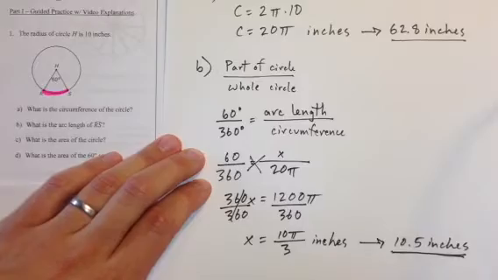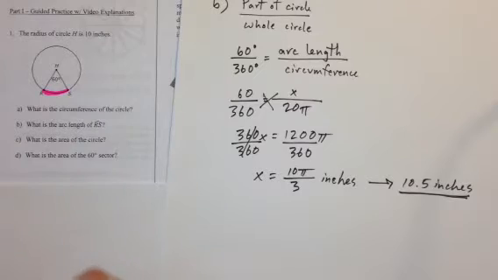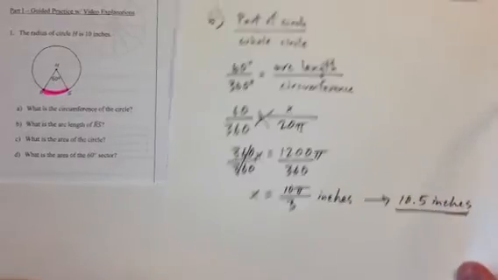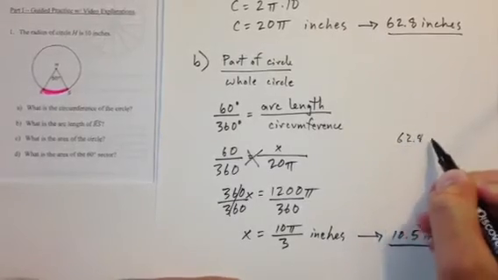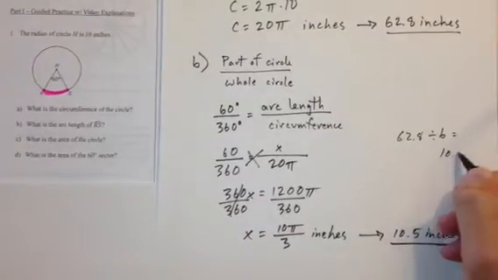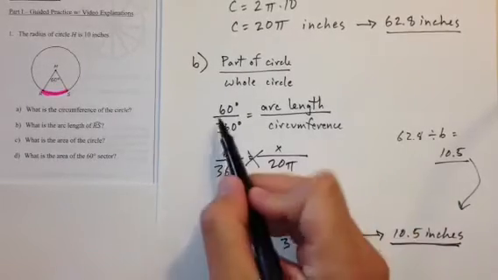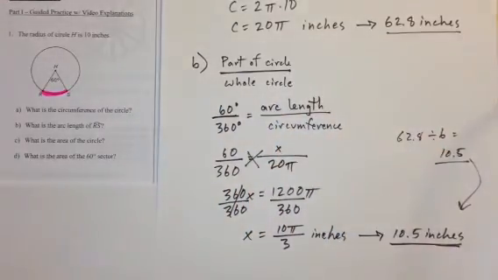Another quicker way of doing this is if you realize 60 degrees is what fraction of the circle? 60 degrees actually is 1/6 of the circle. If you realize that, then you could have done, well, the distance around the entire circle is 62.8, so 62.8 divided by 6, because it's 1/6 of the circle, equals 10.5. Essentially, it's doing the same thing. It's going to get you the same answer, but we want to make sure you know how to set up the proportion for the part of a circle over the whole circle.